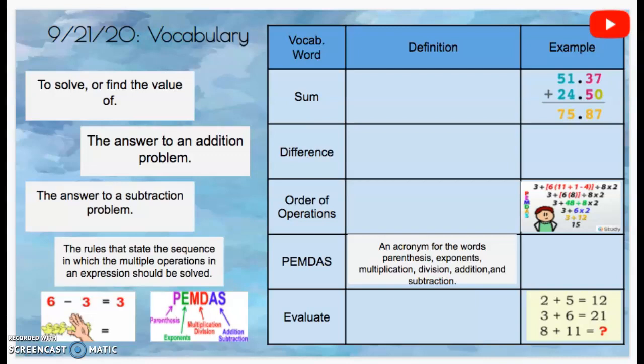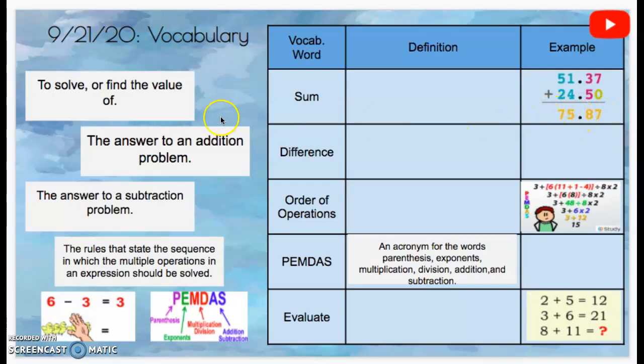September 21st, 2020 vocabulary. So we're going to drag and drop these definitions and examples into the missing boxes here. We already have the vocabulary word or the terms given to us. So let's see. The first one, sum. A sum. Here's an example. When you add two things, this is the sum down here.